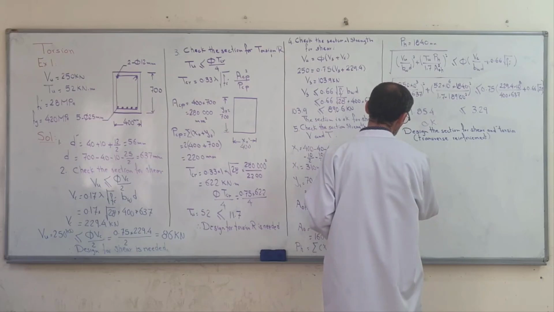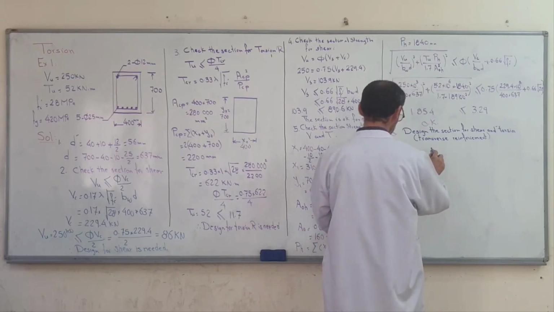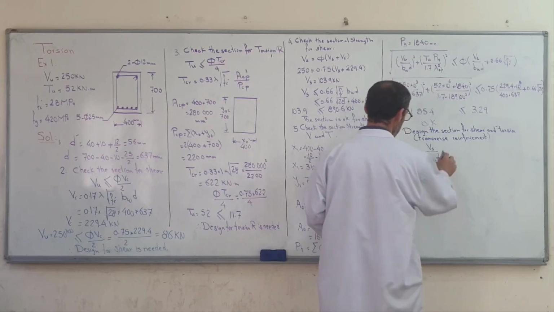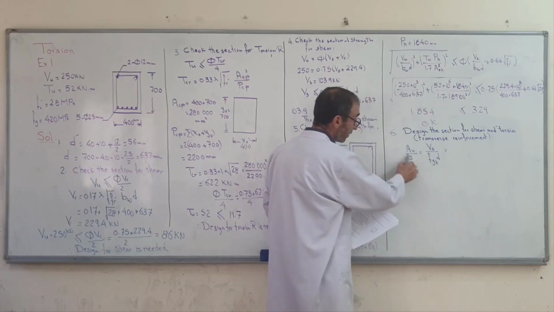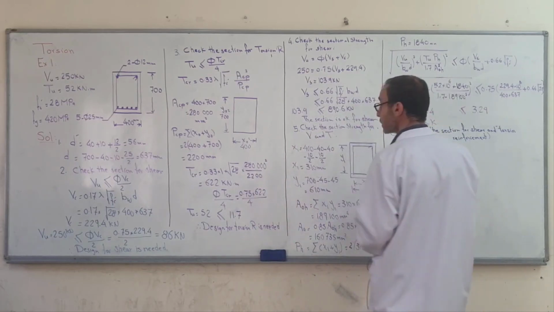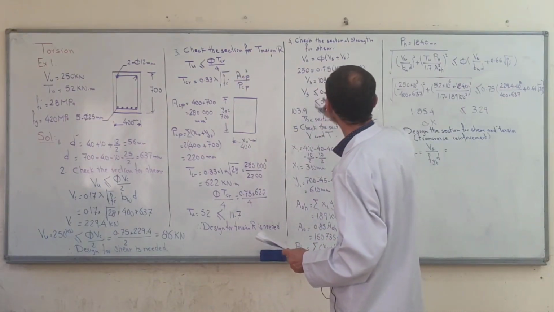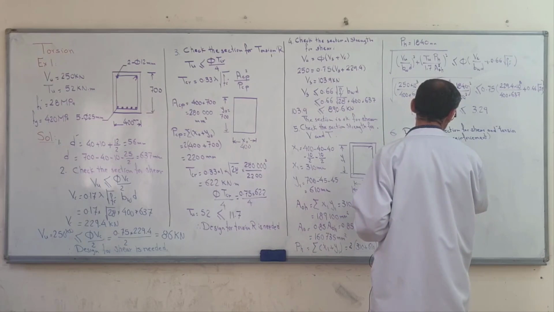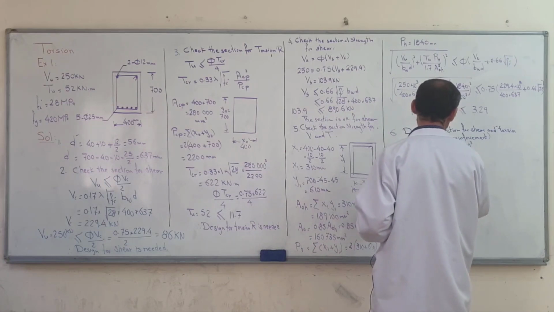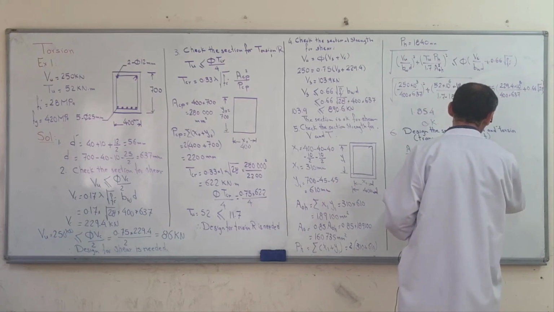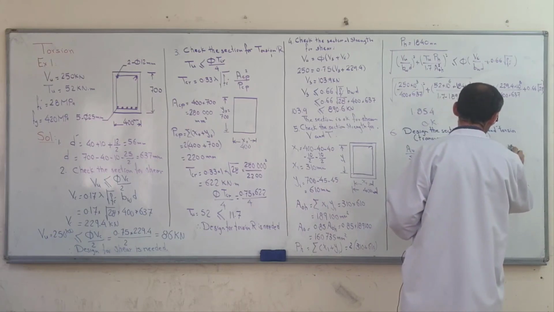Equation for shear: Av over s is equal to Vs over Fy transverse times d. We previously found Vs, times 10 to the power 3 to get kilonewtons, Fy is 420, and d, and this is equal to 0.388 millimeter square per millimeter.